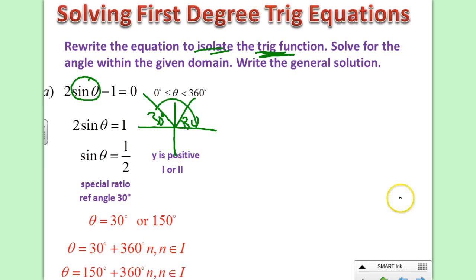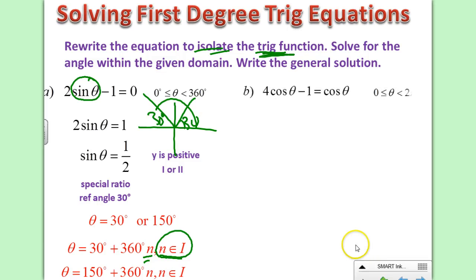If somebody asked for a general solution, you would write theta is equal to 30 plus 360n. And don't forget, you must write that n is an element of the integers. If all you write is 30 plus 360n, you aren't writing the general solution, okay? You have to include that so that you're only doing complete revolutions, okay? Again, ask if that's something that doesn't make sense.